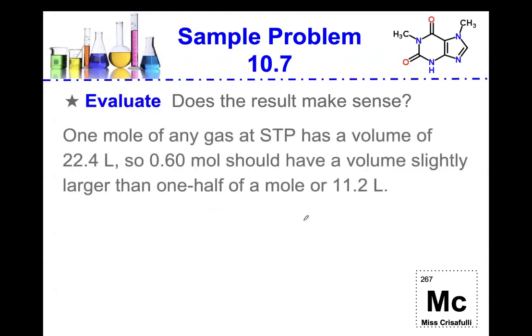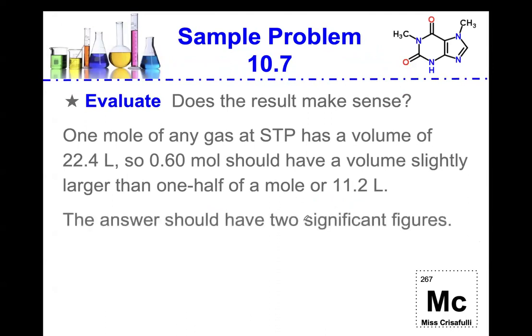Does this result make sense? 1 mole of any gas at STP has a volume of 22.4 liters. So if we're asking for 0.6 moles, it should be slightly larger than 1/2 of a mole's volume, or 11.2. So that does make sense. The answer should have two significant figures.